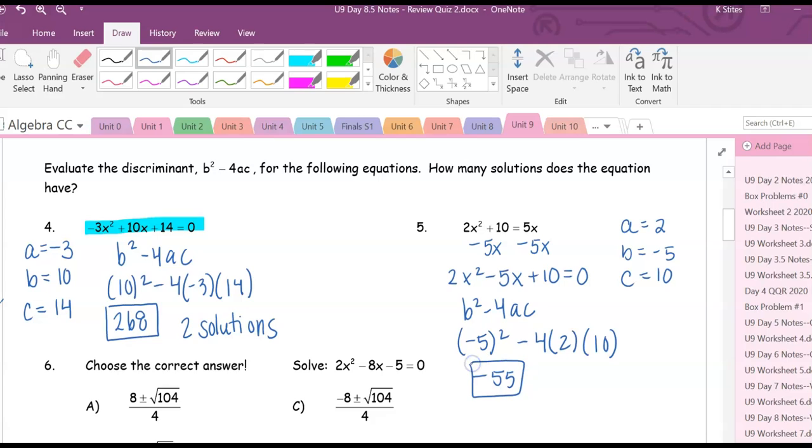All right, so this is our discriminant, and again, this is what's going to be underneath the square root. Since it's underneath the square root and we can't take the square root of a negative, we call this no solution. So there are 0 solutions.